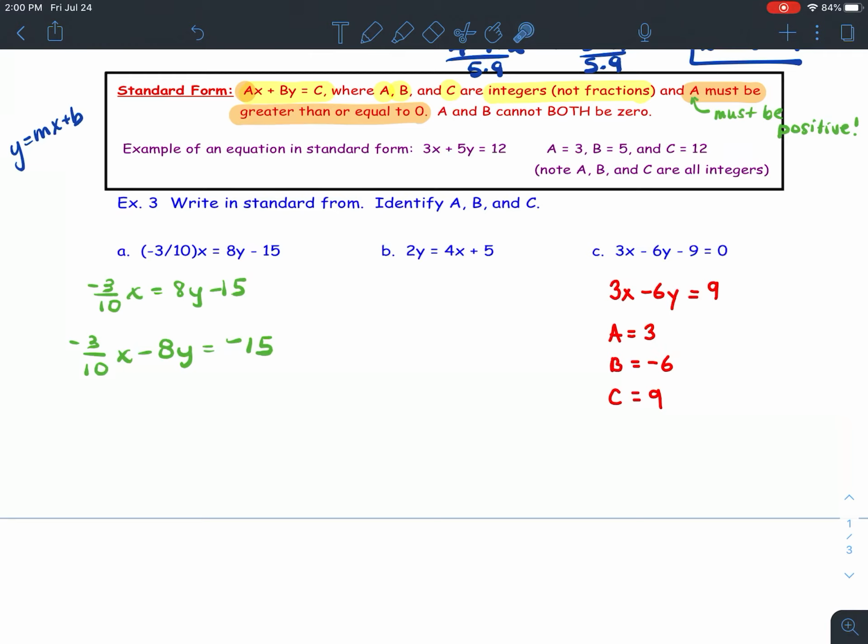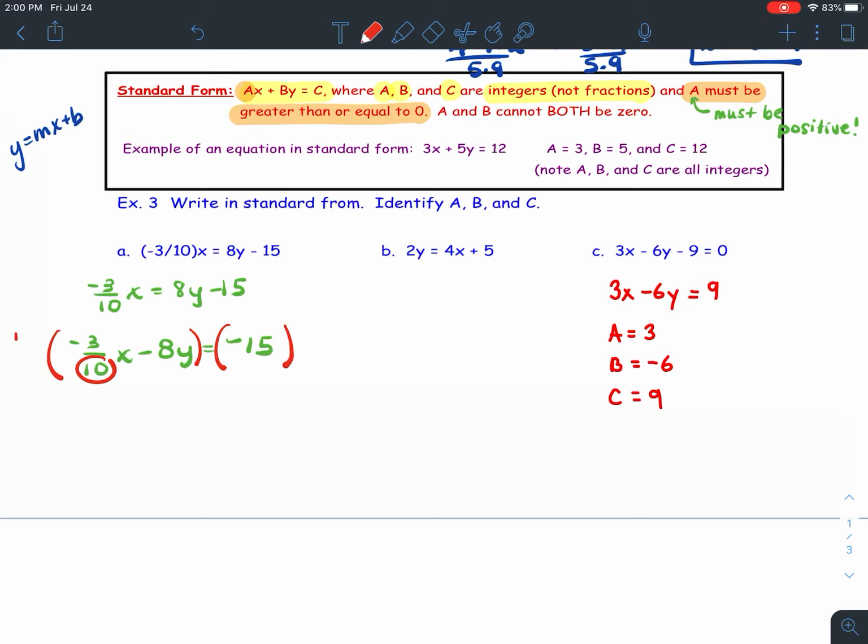But as I look at this, we're saying that A, B, and C all are supposed to be integers, not fractions, and I see that my A value is actually a fraction here. This is very easy to get rid of. All you're going to do is take whatever the denominator is in that fraction, and multiply both sides of the equation by that denominator.